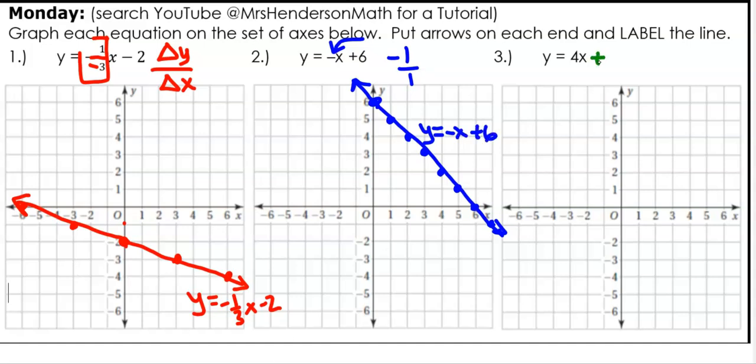Last equation has no y-intercept, so that means it's the origin. Now we can follow our slope by making it a fraction by putting a 1 underneath. The change in y is 4, the change in x is 1. I can't make any more points going up, so I'm going to make some points going in the other direction. From the origin, instead of a +4, I'm going to go -4. And instead of a +1, I'm going to go a -1. Make sure you draw some arrows and label your line.